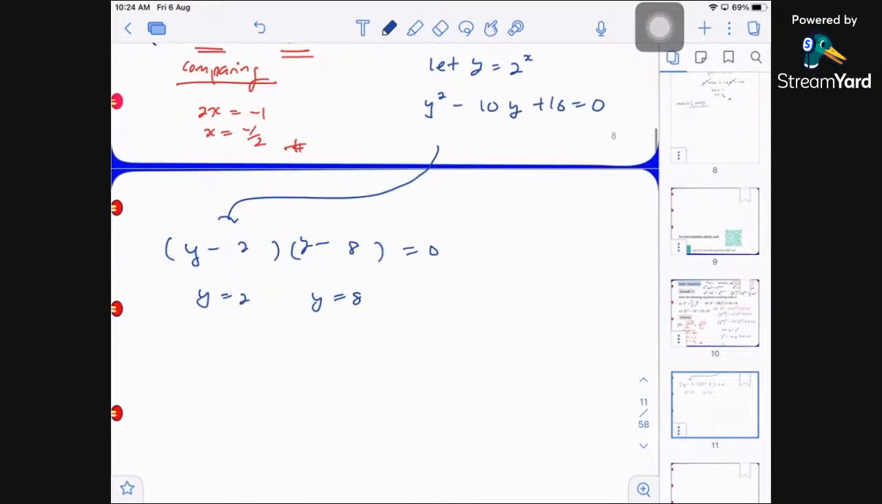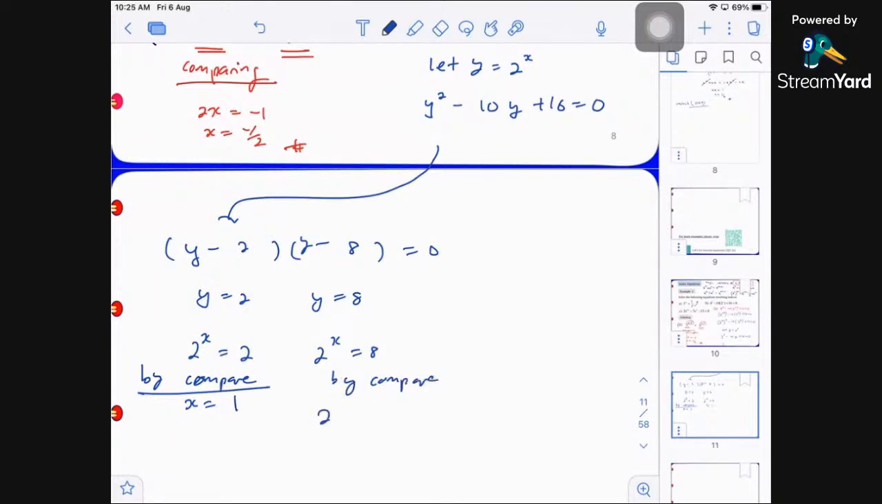Don't forget, y is not what I want to find. I want to find x. So here again, you get 2 power of x equals 2, 2 power of x equals 8. So from here, you get x equals 1 by compare. If possible, please write the words by compare. Understand? By compare.